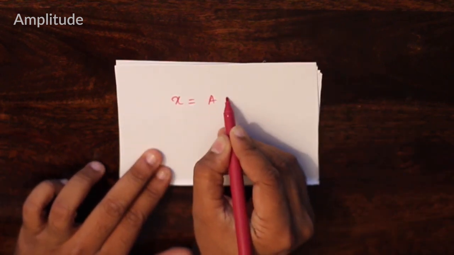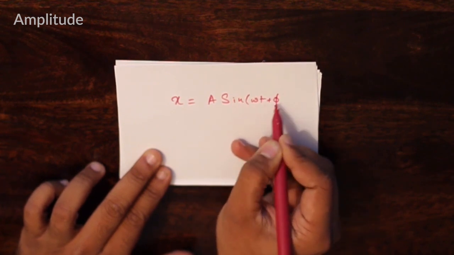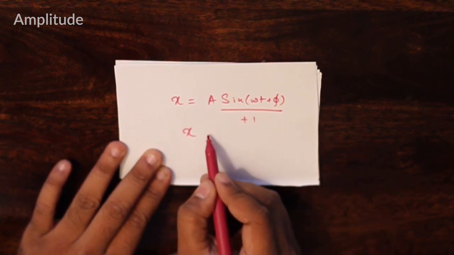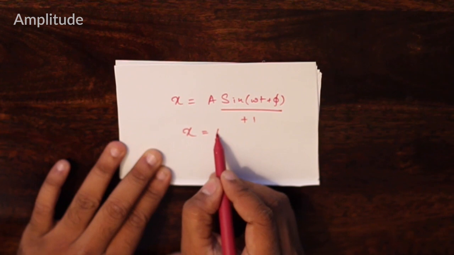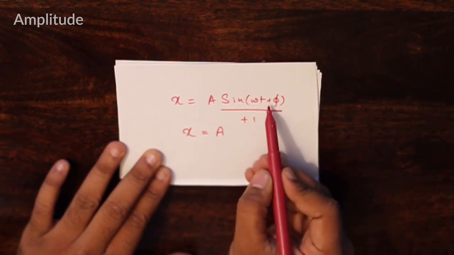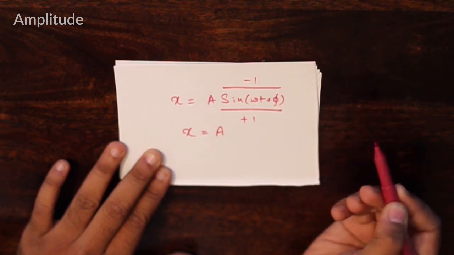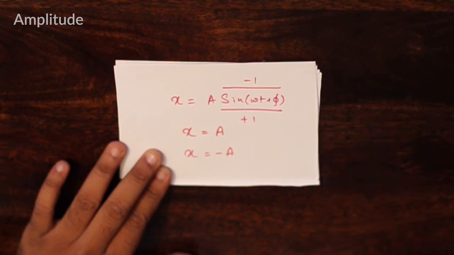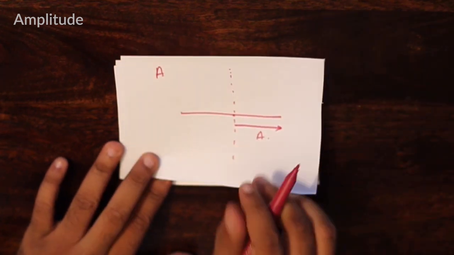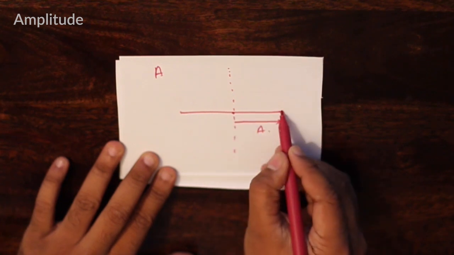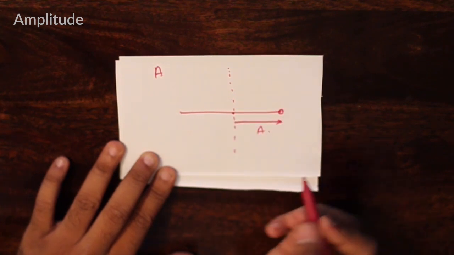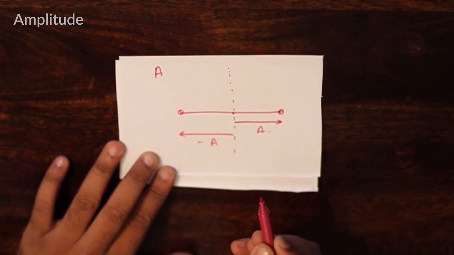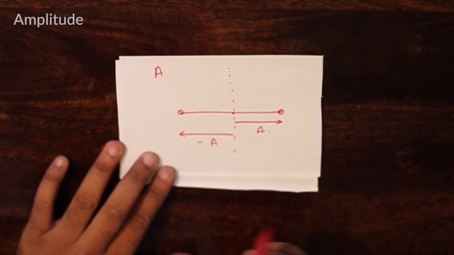x is equal to A sine of something, what is the maximum value of a sine? Plus 1. So x would be maximum when the sine is maximum. In that case, x is just A. And when the sine is minimum, say minus 1, in that case x becomes minus A. And this makes sense in that the displacement from the mean would be maximum here, and it is also maximum in the other direction here, where it becomes minus A. So this is what the A part in the equation signifies.